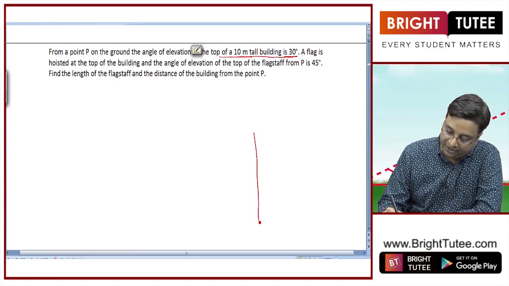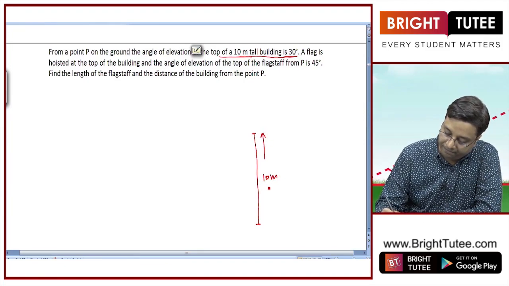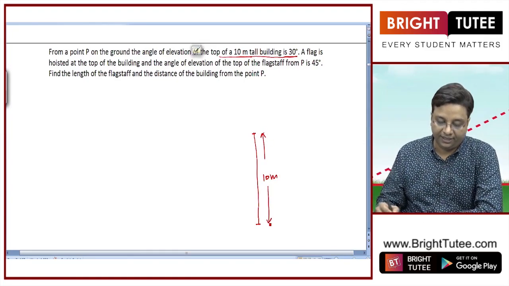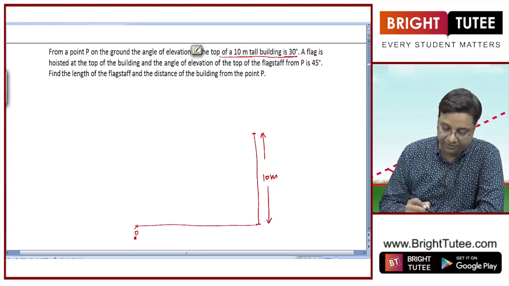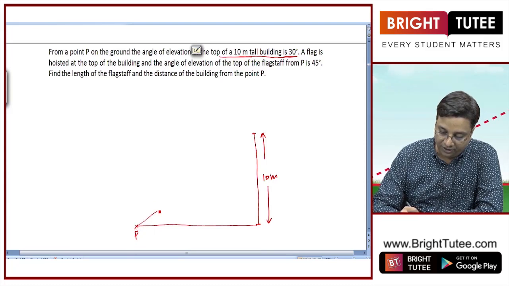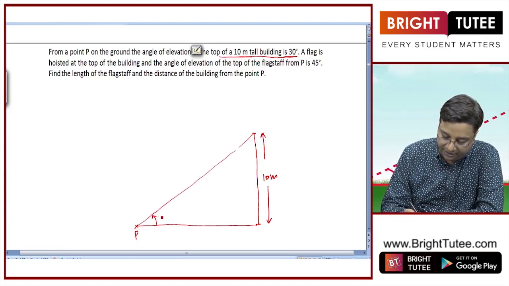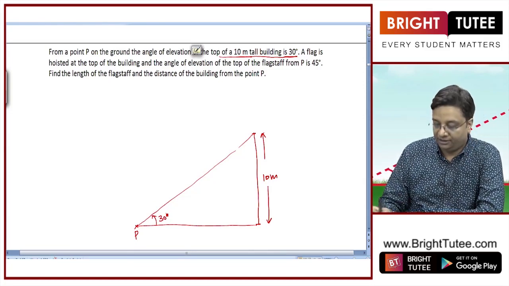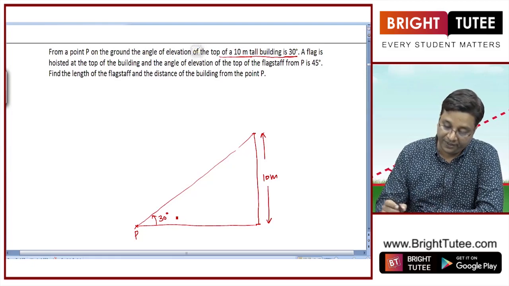So let us take this as our 10 meter tall building, right? And there is this point P on the ground. The angle of elevation of the top of this building is 30 degrees, right? You need to take care that you make these angles with the horizontal line.